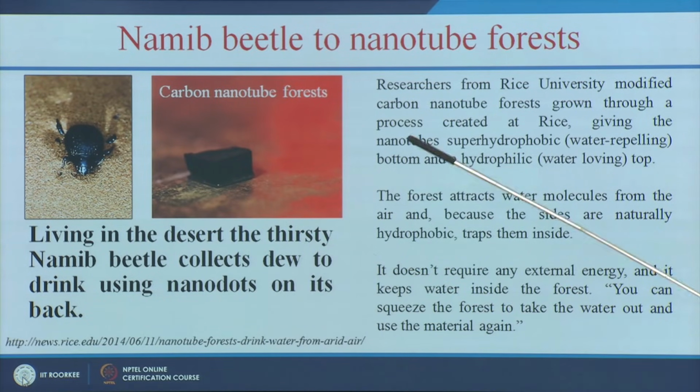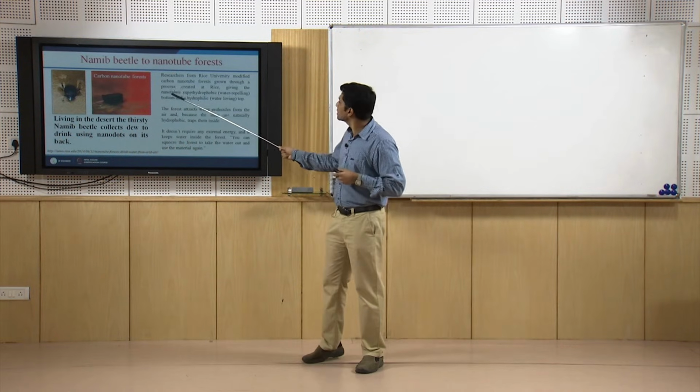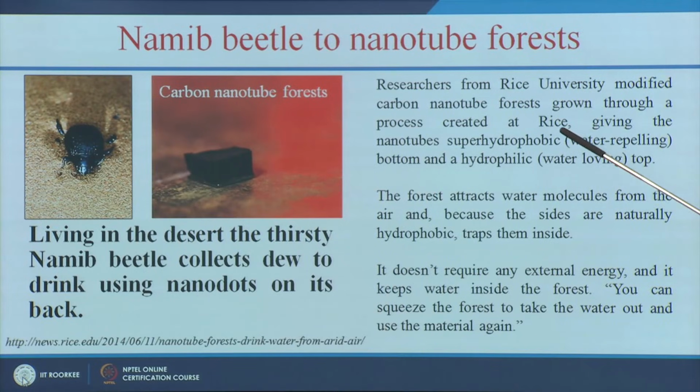Based on that, researchers from Rice University have modified the carbon nanotube. So what is a carbon nanotube? A carbon nanotube is like a simple graphene sheet rolled into tubular form. They slightly modified the carbon nanotubes. The nanotubes are super hydrophobic at the bottom, that means water repelling, and hydrophilic, that is water loving, at the top. That means the top is water loving and the bottom is water repelling.